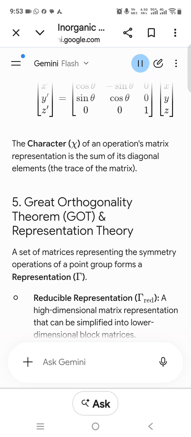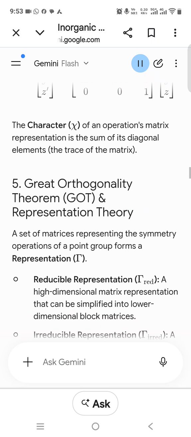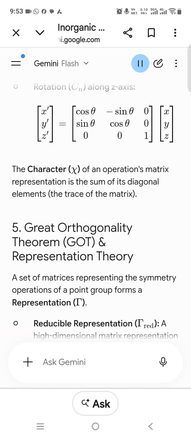5 key rules derived from GOT. The sum of the squares of the dimensions, l_i, of all irreducible representations equals the group order, h: sum_i l_i squared equals h. The sum of the squares of characters in any irreducible representation equals h: sum_R |χ_i(R)| squared equals h.